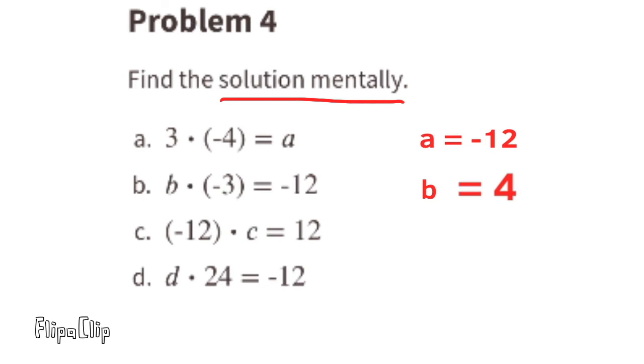C. Negative 12 times what number equals positive 12? Since a negative times a negative equals a positive, and 12 times 1 is 12, then the value for C must be negative 1. D. D times 24 equals negative 12. Well, we know that a negative times a positive equals a negative, so D must be negative, and half of 24 is 12. So negative 1/2 times positive 24 equals negative 12. D equals negative 1/2.